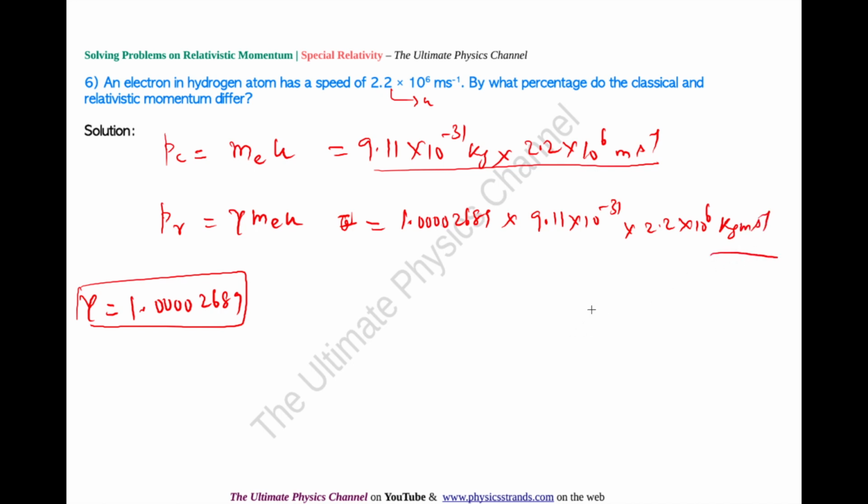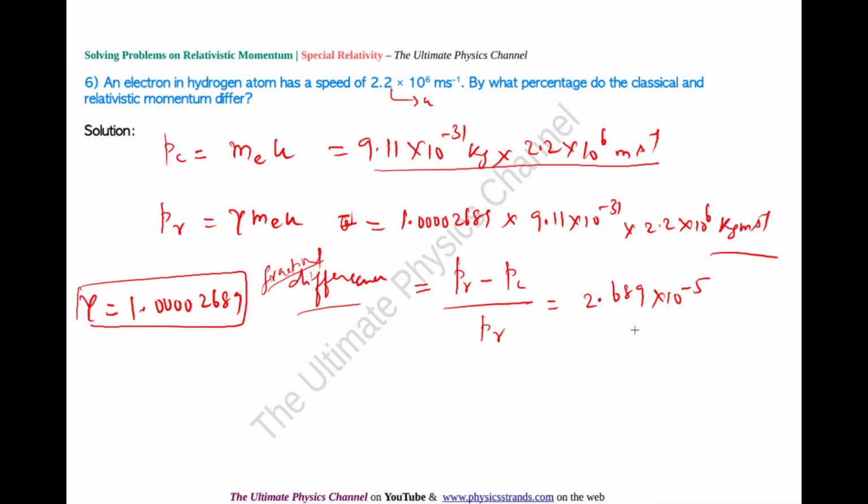Very clear right here. Now what is the percentage change? That is the question here, right? So again we have to calculate the fractional difference or change, just like the previous problem. The fractional change in momentum is given by the relativistic momentum minus the classical momentum over the relativistic momentum. If I calculate, I get 2.689 times 10 power minus 5, this is fifth decimal, right? Over this whole value.